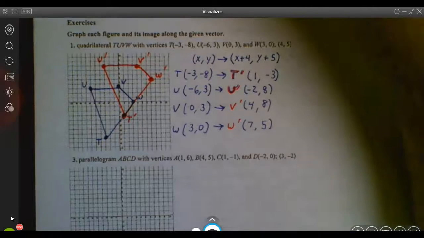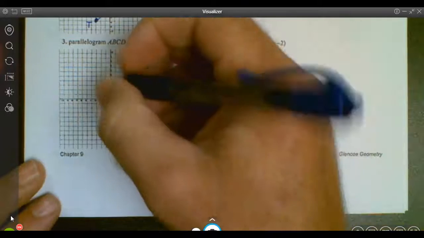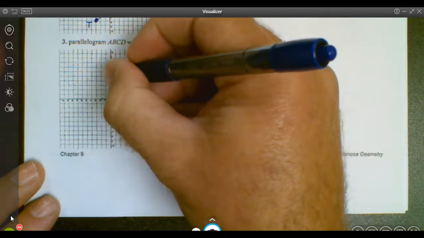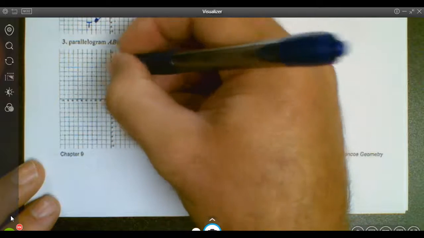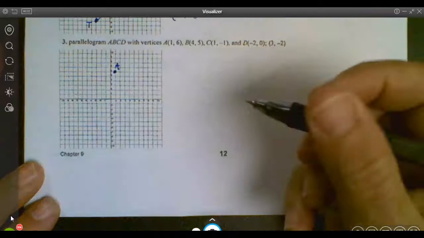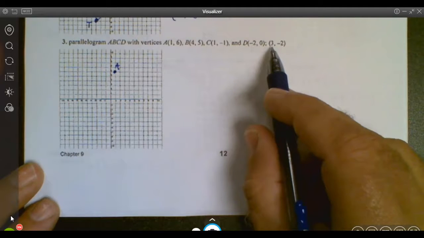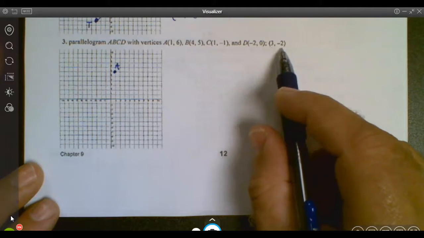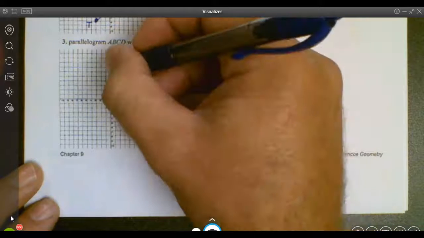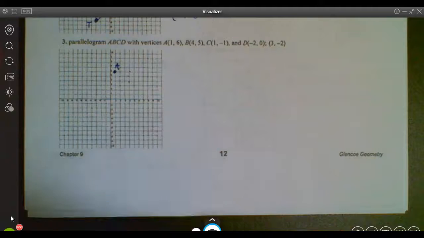So let's try that on the final problem here, just to take the visual approach. So I'm going to graph my 4 points. So A is at 1, 6. 1, 2, 3, 4, 5, 6. So there's A. So again, to get A prime, all I'm going to do is apply this rule to it. The rule here is telling me to go +3 on the x, which means right 3, down 2. So if I went right 3 and down 2, I have A prime.